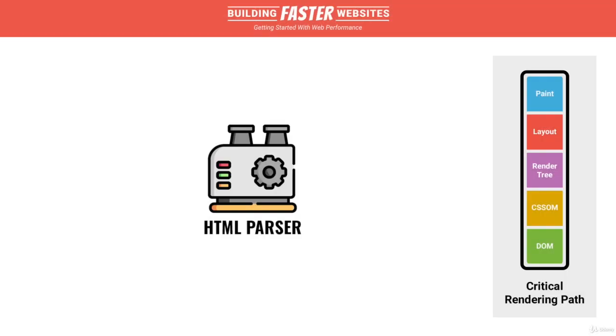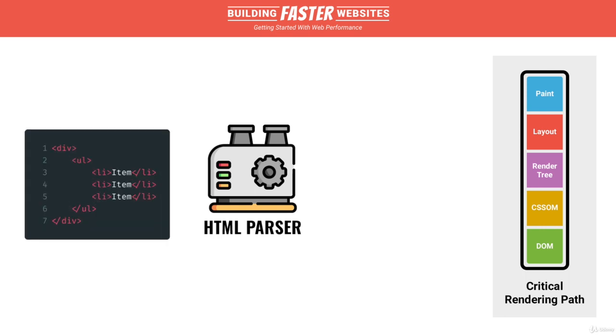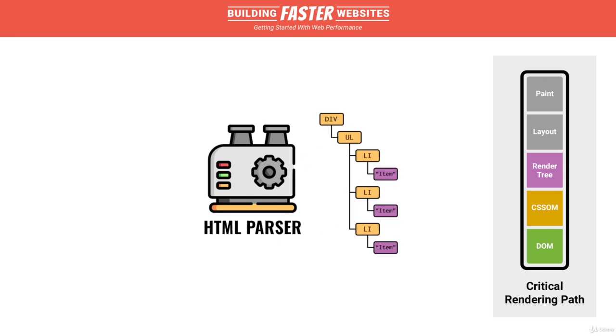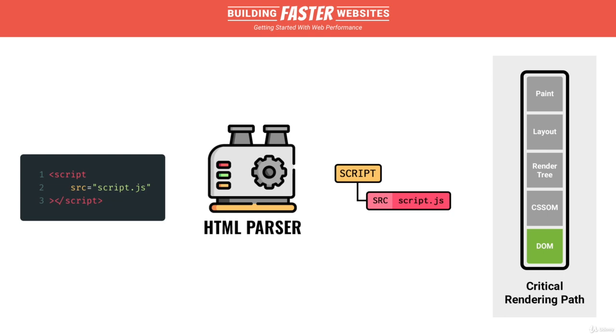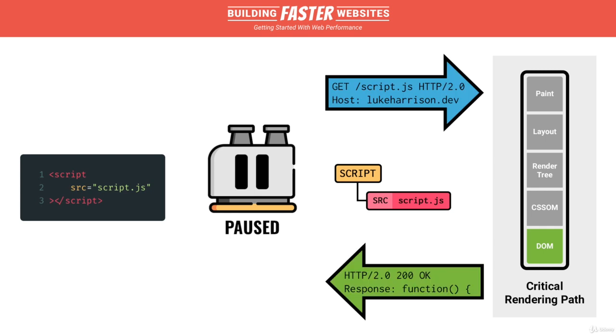If we think back to the How Browsers Load Websites video, we learned that as part of the critical rendering path, the HTML parser builds the DOM. If, during this process, it finds a script element linking to a JavaScript file, parsing is paused until this request is completed and the script executed. This makes JavaScript a blocking resource as it delays rendering.